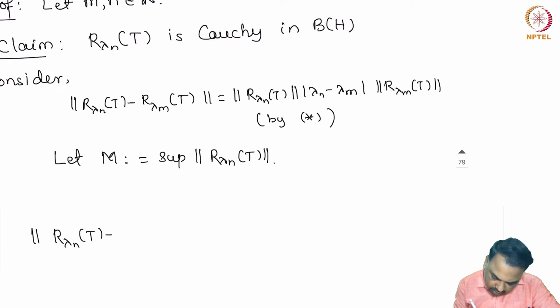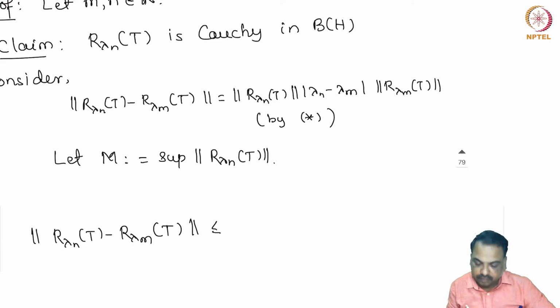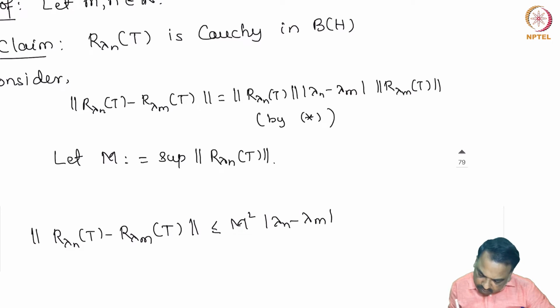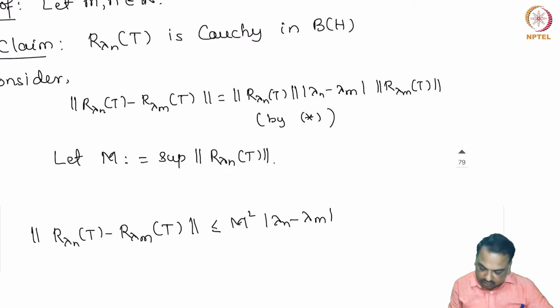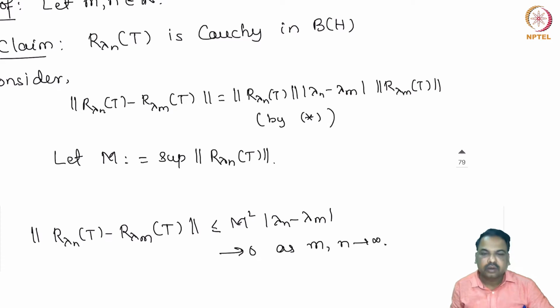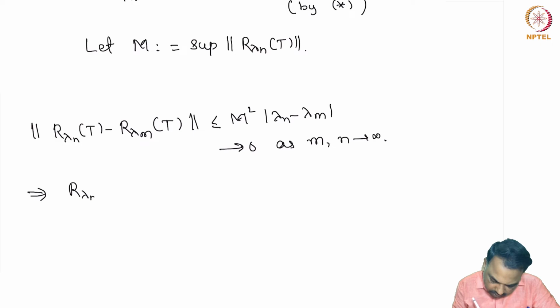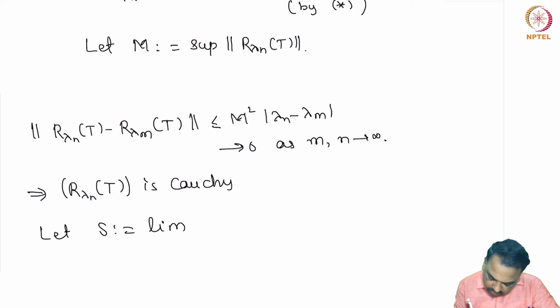So the norm of R lambda n T minus R lambda m T is less than or equal to M squared multiplied by modulus lambda n minus lambda m. You know that lambda n is convergent, hence it is Cauchy. So from this we can say that this goes to 0 as m, n go to infinity. So this implies R lambda n T is Cauchy. So let us define S as the limit of R lambda n T.